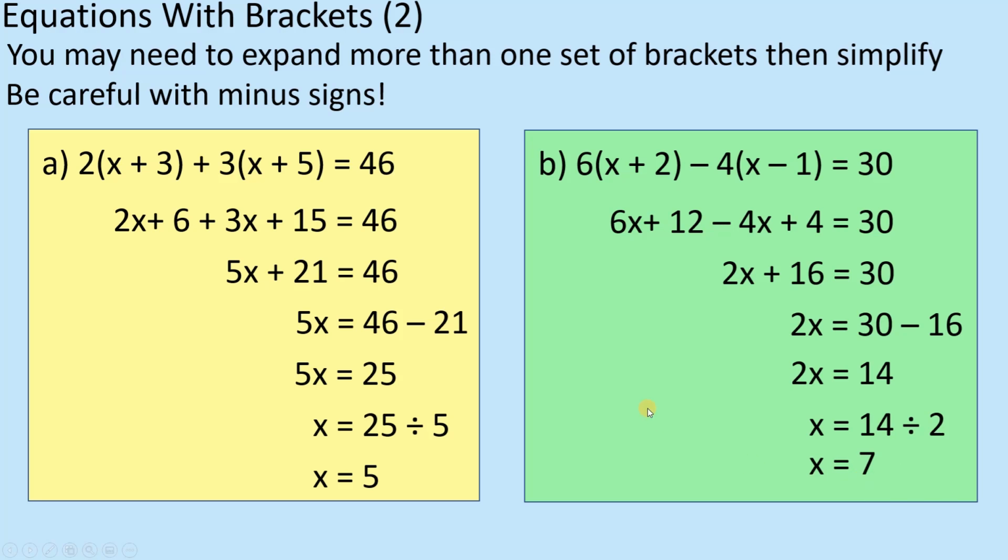All right. And I might as well check it while I'm here. So 7 plus 2 is 9, times by 6, which is 54. So just remember that, 54. And I'm going to do 7 take away 1, which is 6, times by 4, which is 24. So 54 take away 24 is 30. So we're happy, we're good.